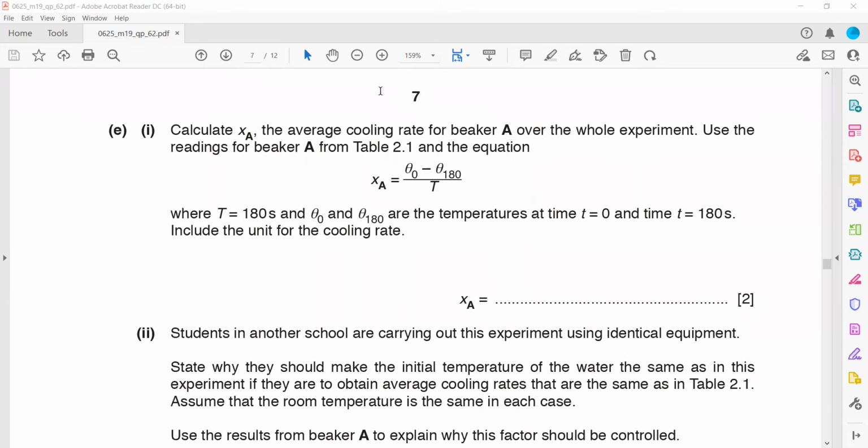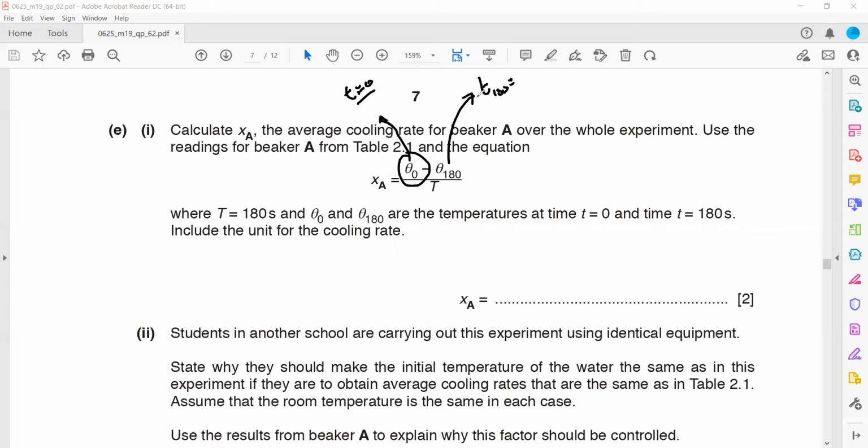Then another part, calculate XA. What is XA? XA is the average rate of cooling of beaker A over the whole experiment. Use the reading in the table. So theta zero means temperature at the time equals 0, at the beginning of the experiment, and theta 180 means temperature after 180 seconds, and T is the total time, which is 180.